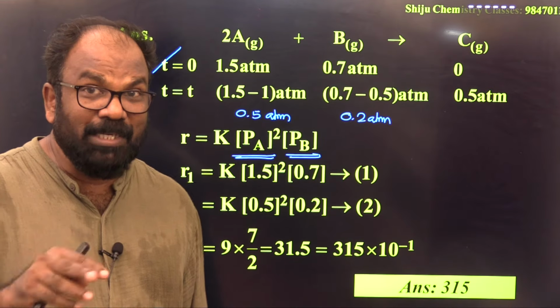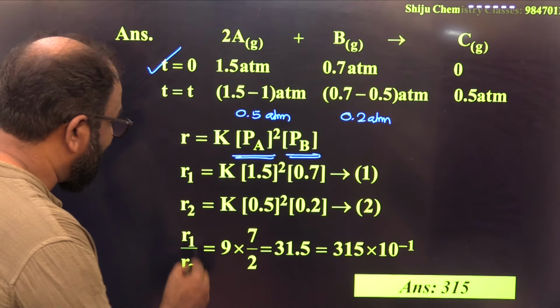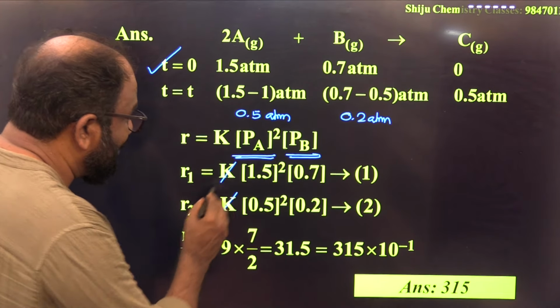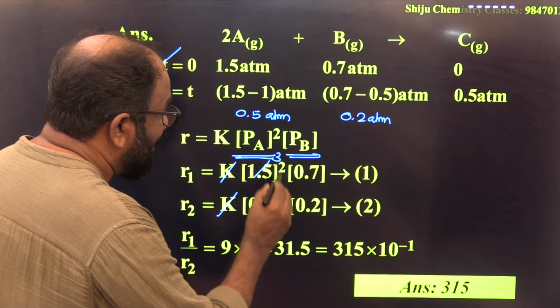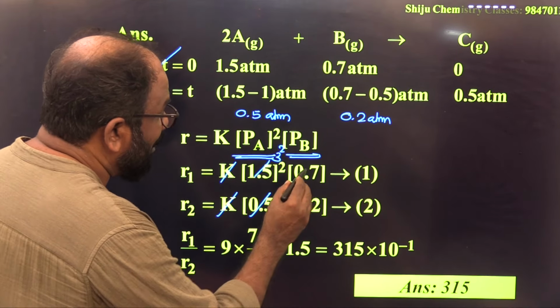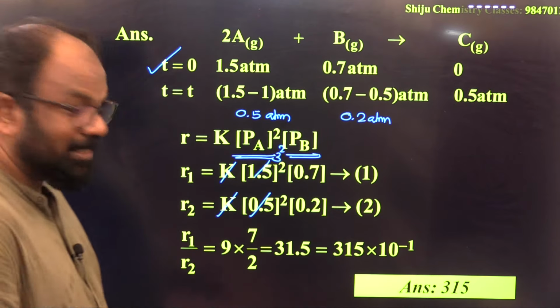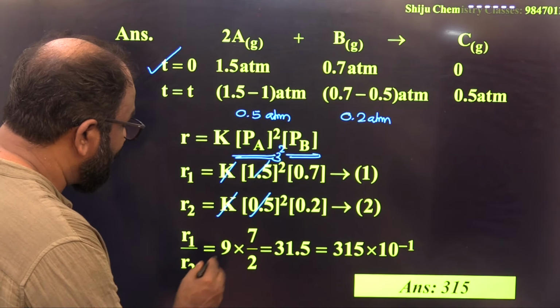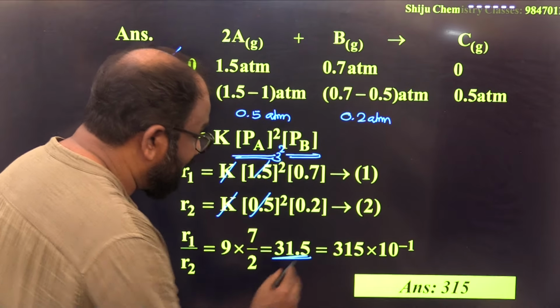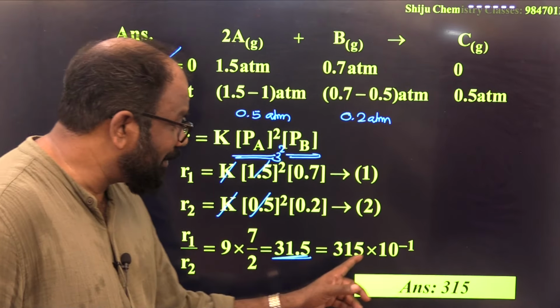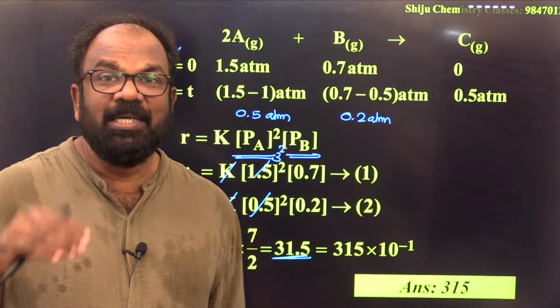Dividing equation number 1 by 2, that is R1 by R2 is equal to, here K cancels out. 1.5 divided by 0.5 is 3, its power is 2. 0.7 divided by 0.2, that is 7 by 2. So R1 by R2 is equal to 9 into 7 by 2. This is equal to 31.5. That is equal to 315 into 10 raised to minus 1. So here the answer is 315.